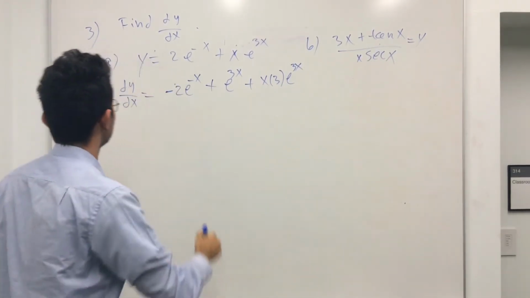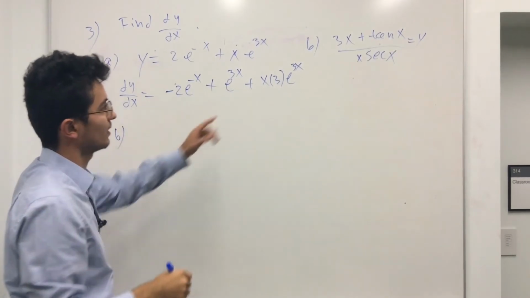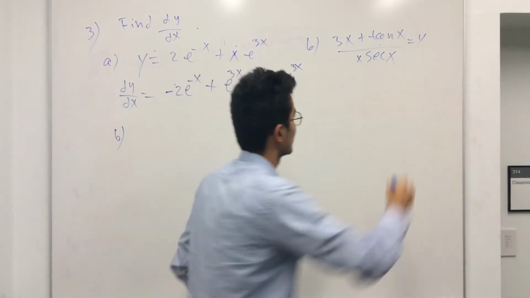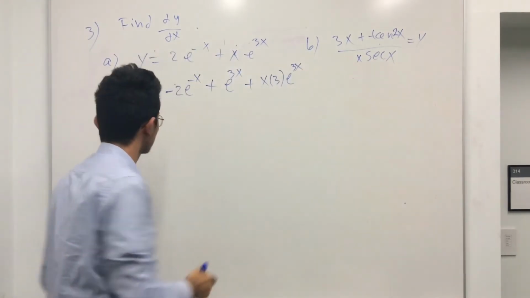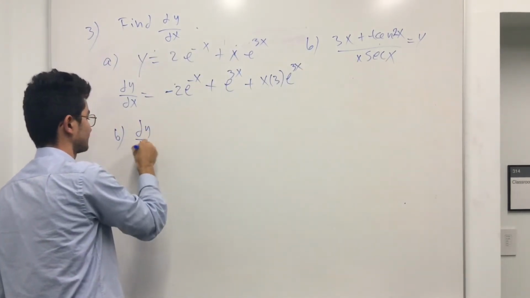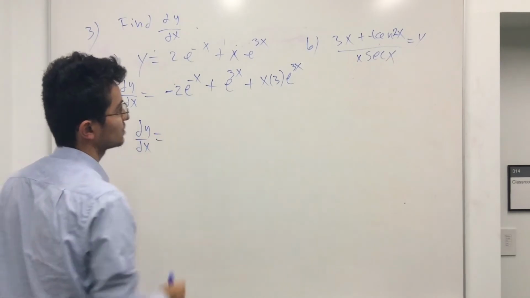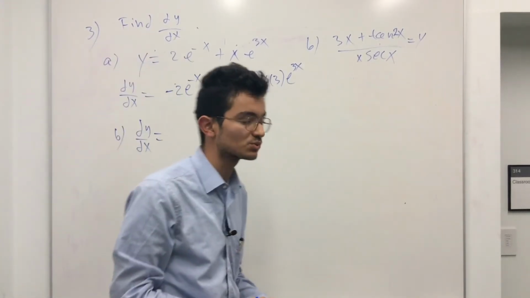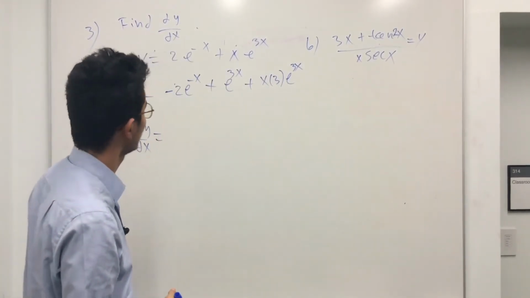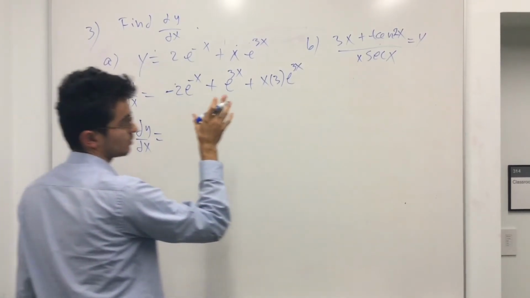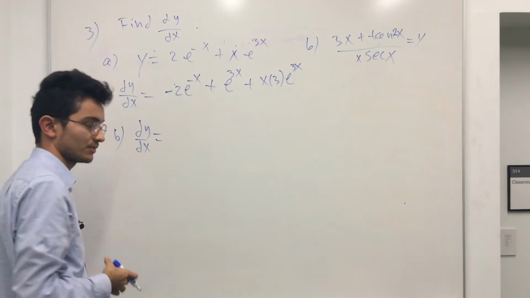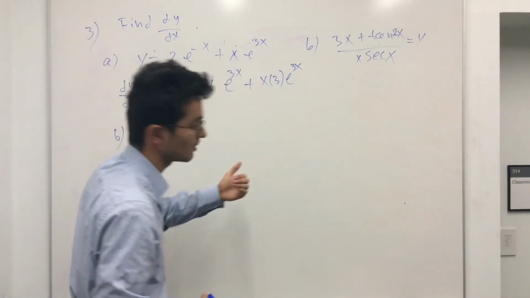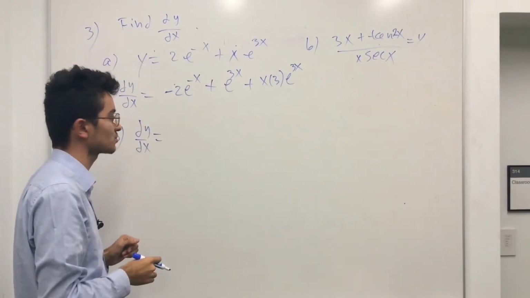Now, for part B, we have 3x plus tangent 2x, this is 2x, over x secant x equals y. So dy over dx. Here we have to use a combination of several things. We have to use quotient rule, product rule, and chain rule together. So for the quotient rule, we take the derivative of the top function times the bottom minus the derivative of the bottom function times the top. All of that divided by the bottom function squared.